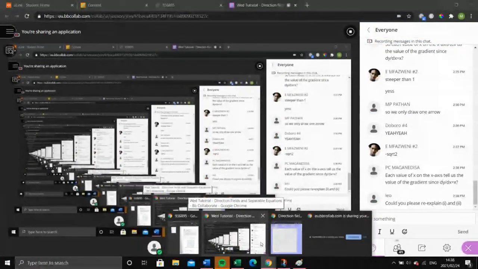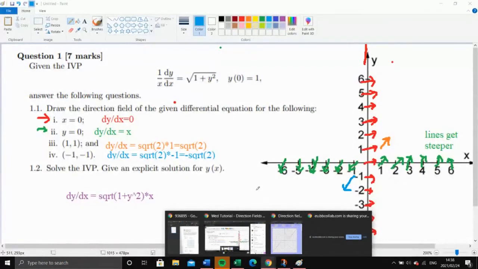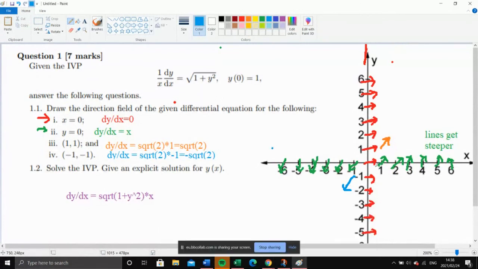Could I please re-explain 1 and 2? Of course. Okay. Each value of x on the x-axis tells us the value of the gradient, since dy/dx is equal to x. 100%, yes. Okay. So yes, 1 and 2.